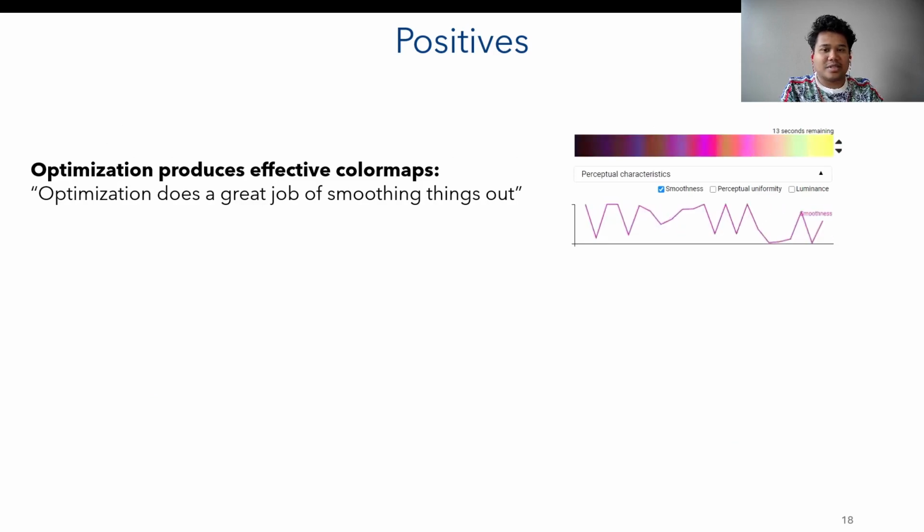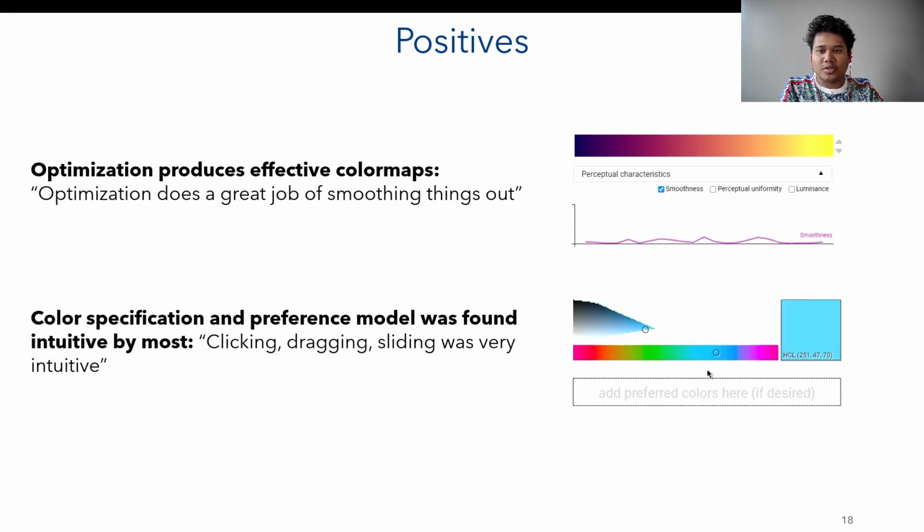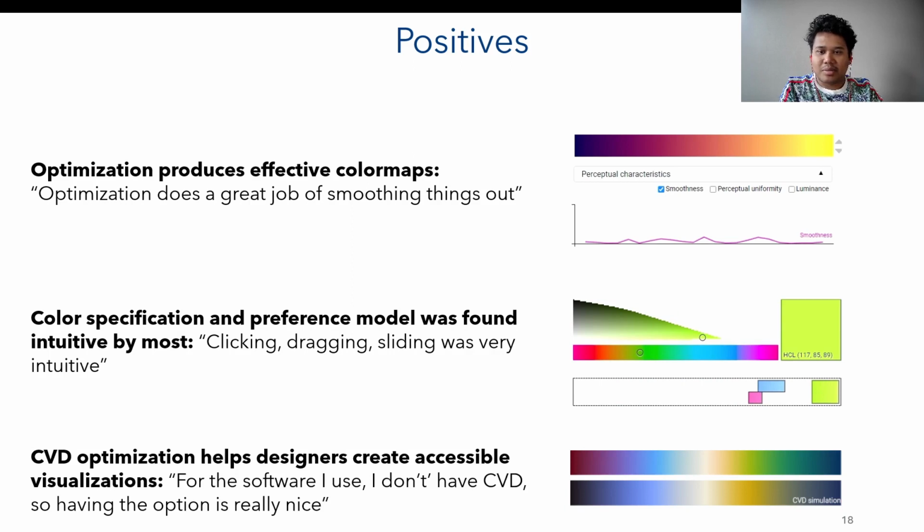Overall, participants expressed satisfaction at the color map generation prowess of ColorMaker, saying it produced effective color maps. Most participants found ColorMaker's interface and color preference model to be very intuitive, while also allowing for quick and easy changes. Of the 13, 10 participants used the CVD option and commented on the usefulness of the feature.